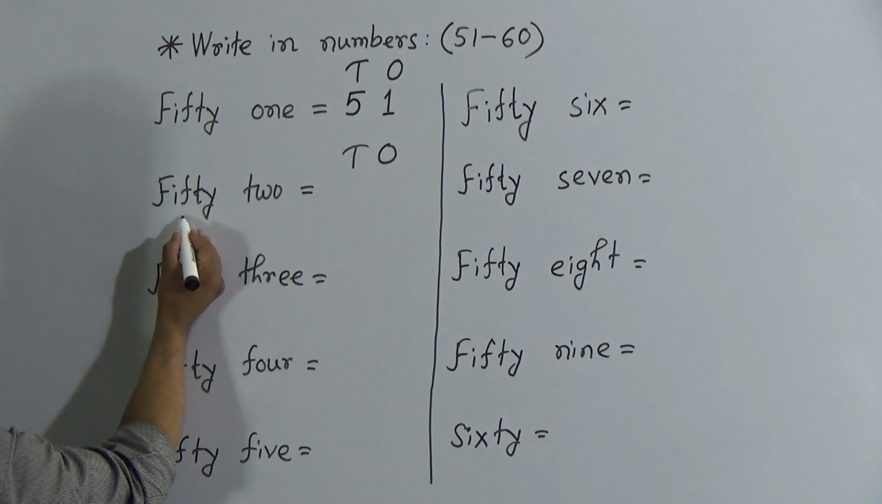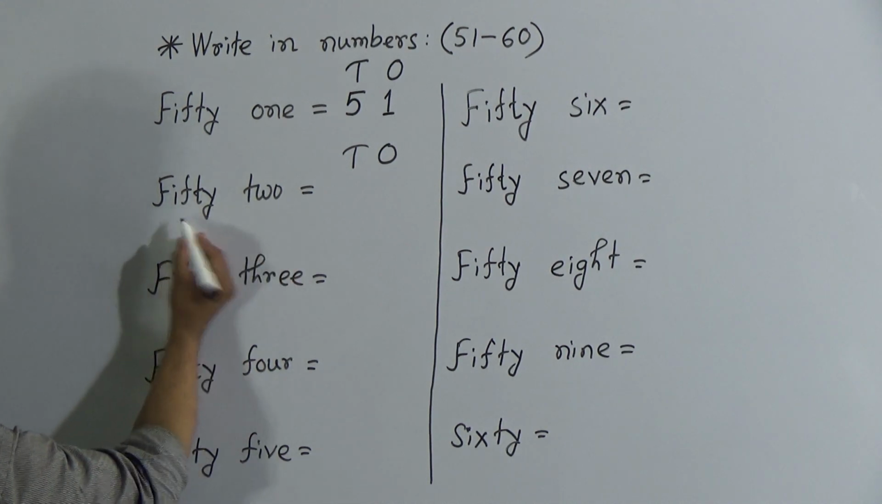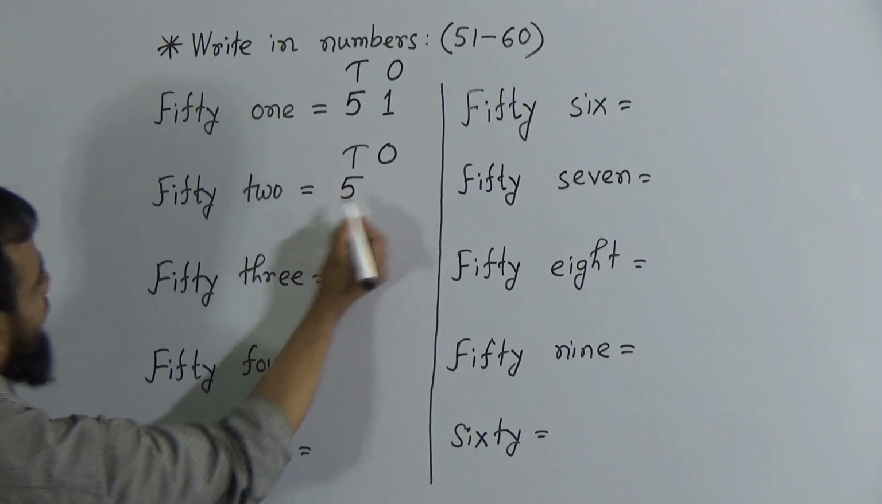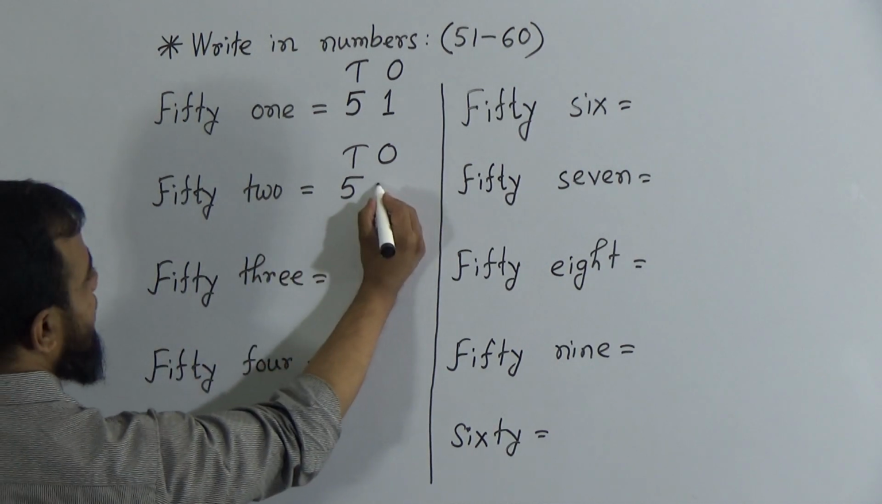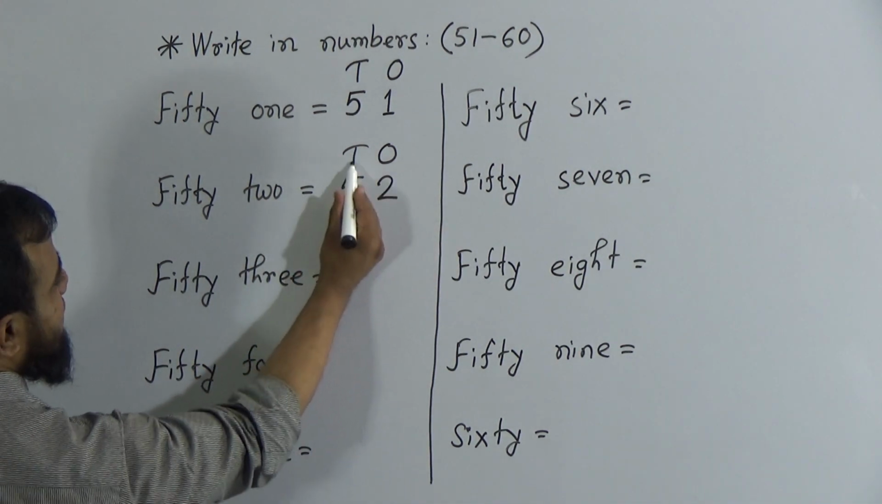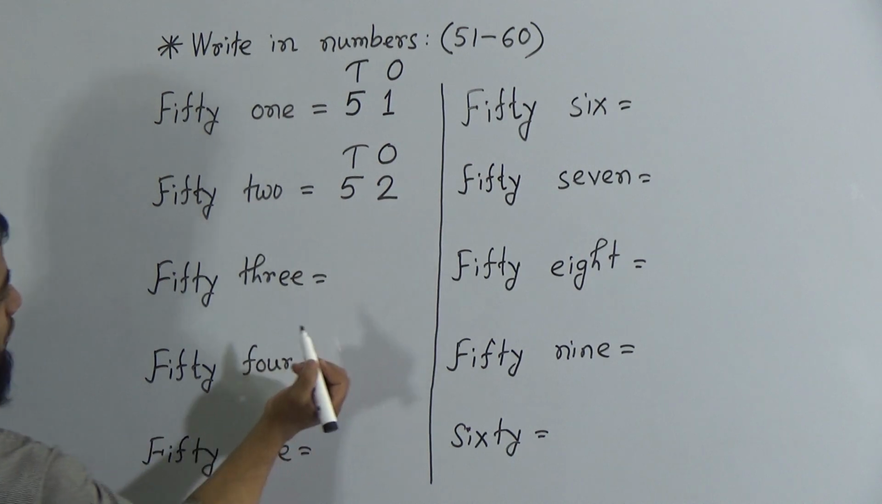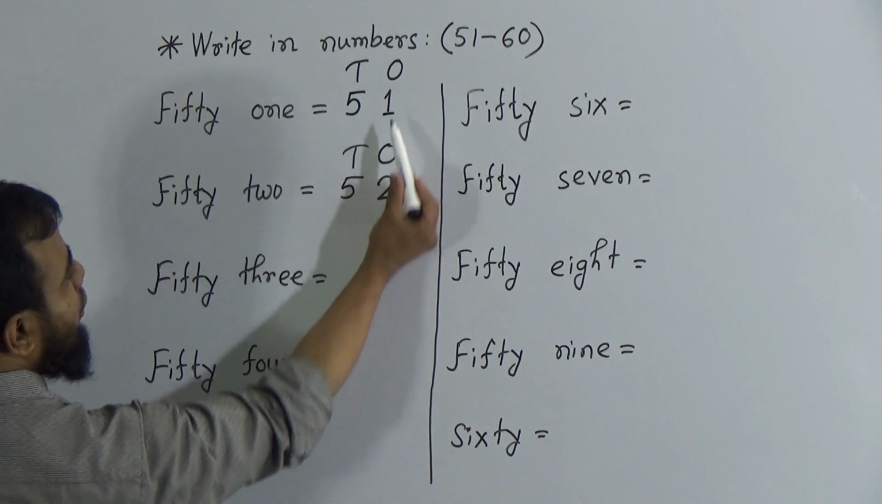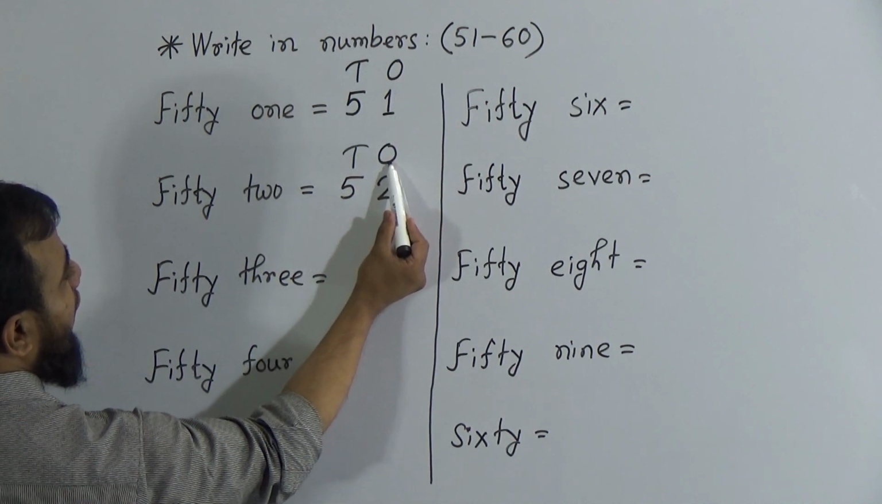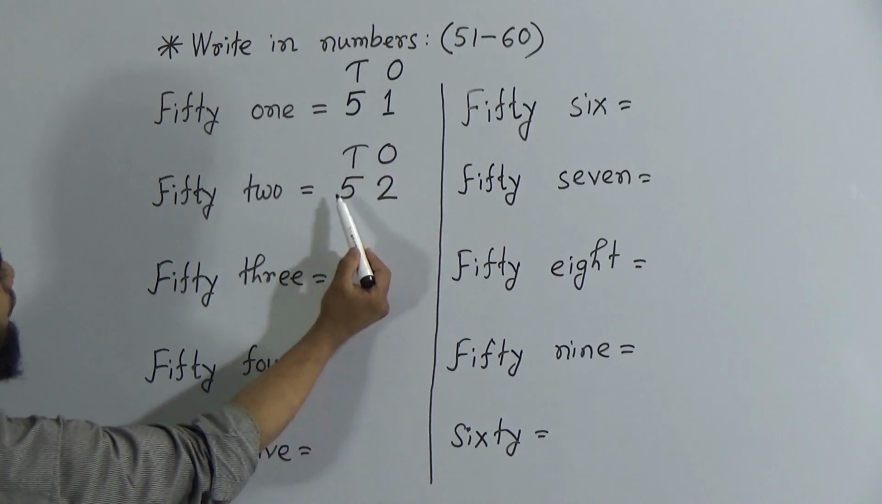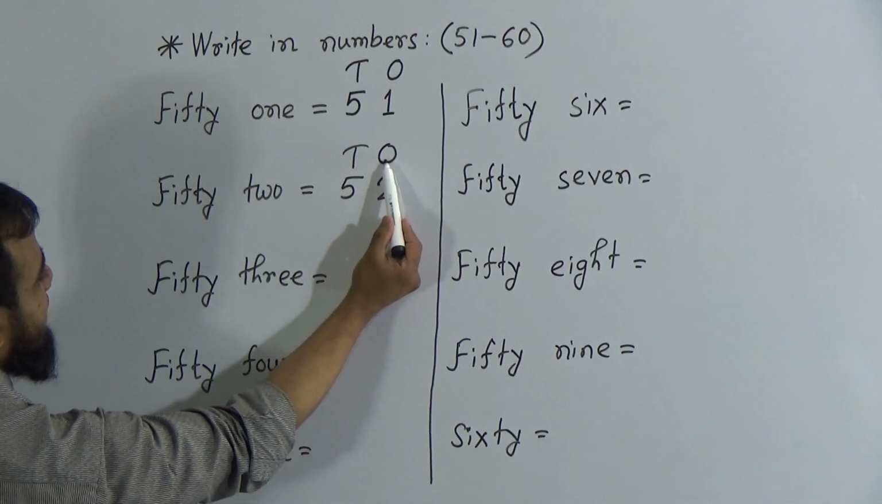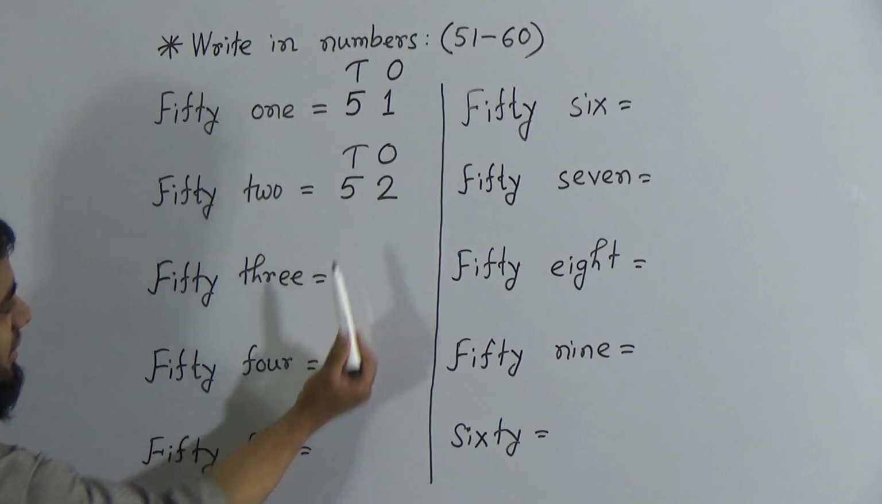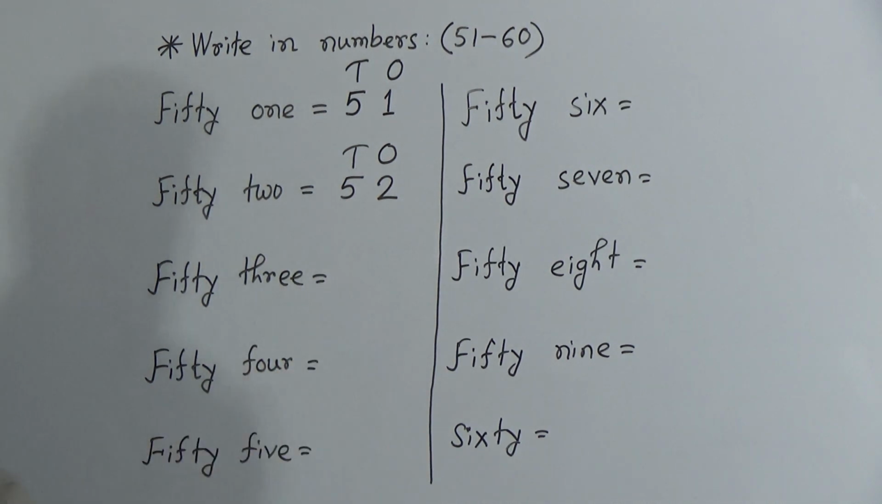The next number is 52. To write down 50, we should write 5 in the tens place. To write down 2, we should write 2 in the ones place. That means 5 tens and 2 ones makes the number 52. These are not zeros, these mean O, and O means ones. Okay, dear students, so 5 tens and 2 ones makes the number 52, or you can say directly 5 and 2 makes the number 52.